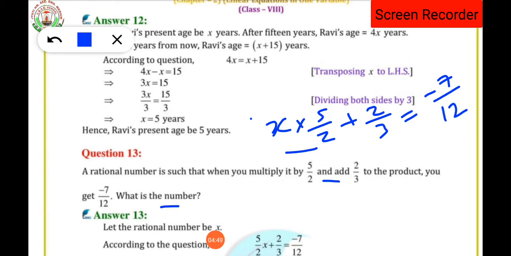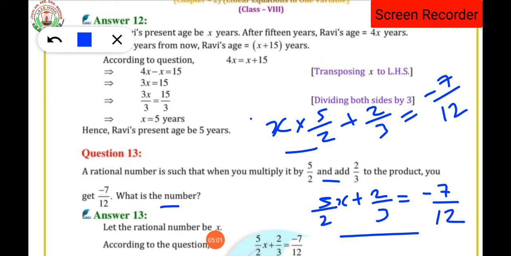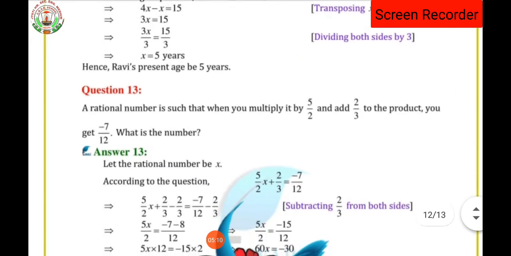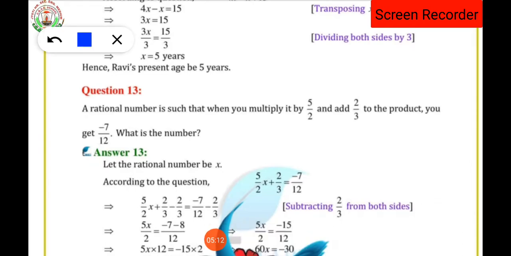So finally 5 upon 2 into x, that is 5 upon 2 x, plus 2 by 3 is equal to minus 7 upon 12. This is the required equation we will get over here, isn't it? This is the required equation which we have to solve. Now look how to solve this equation. We have the equation 5 by 2 x plus 2 by 3 is equal to minus 7 upon 12.